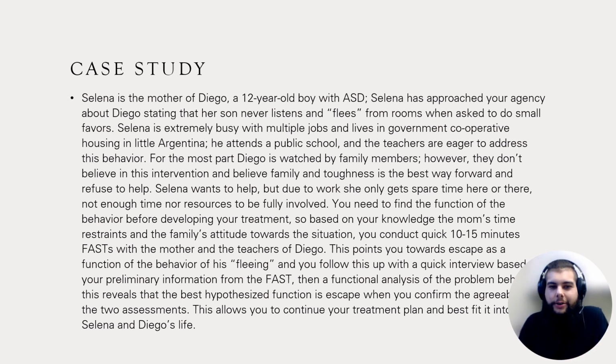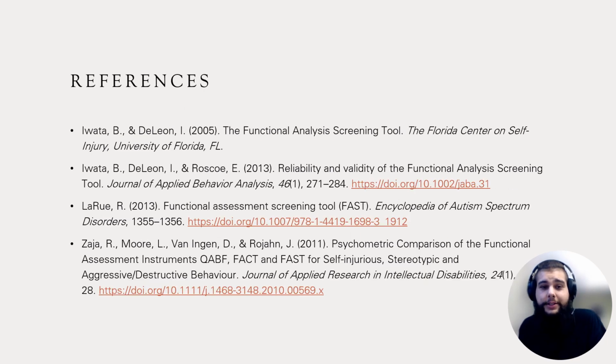The FAST is quick and isn't too inconvenient for either the mother or the teachers, giving you a good starting point of escape as a function. You further this by conducting interviews and experimental assessment, your favorite being the functional analysis, and this reconfirms that escape is the most likely function, all without vastly disturbing the family dynamics or taking too much of mom's or the teacher's valuable time. So I hope that kind of helped paint a picture of when a good time to use this assessment was.